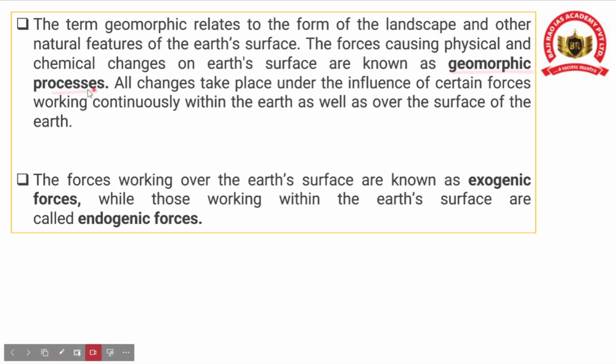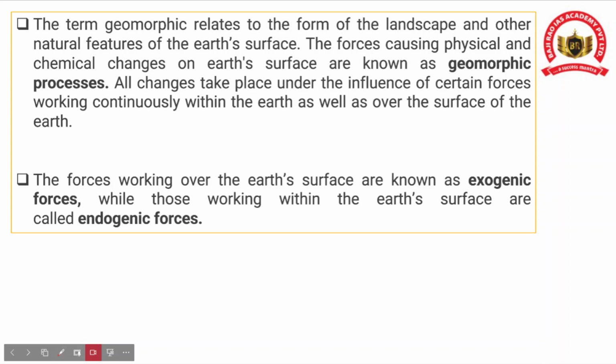Whether it is the weathering process, which is related to soil formation, or the formation of mountains and rocks, all these geographical features and phenomena on planet Earth are related to these geomorphic processes. All changes take place under the influence of certain forces. These forces on the surface of the Earth usually work continuously, and when they work continuously, they lead to changes over a period of time on the surface of Earth.